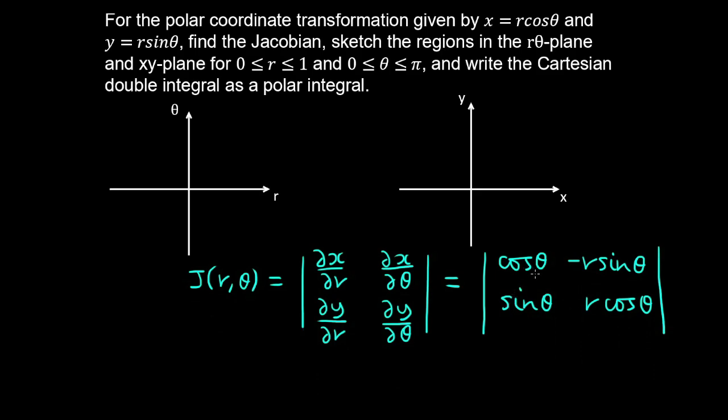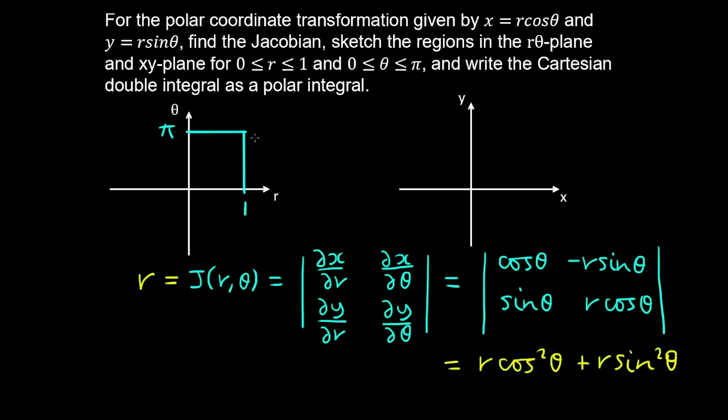So evaluating this determinant, we get cosine theta by r cosine theta, which is r cosine squared theta, and we have minus r sine theta by sine theta, which is plus r sine squared theta. So the Jacobian of the transformation is r. And now sketching the region in the r theta plane, we have r from 0 to 1, and theta between 0 and pi. So that's our rectangle in the r theta plane.